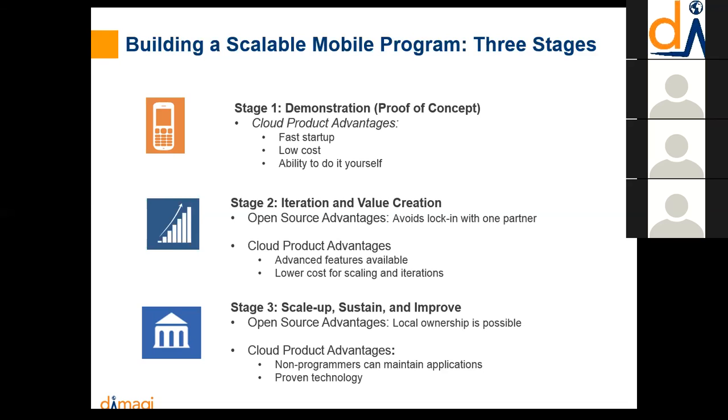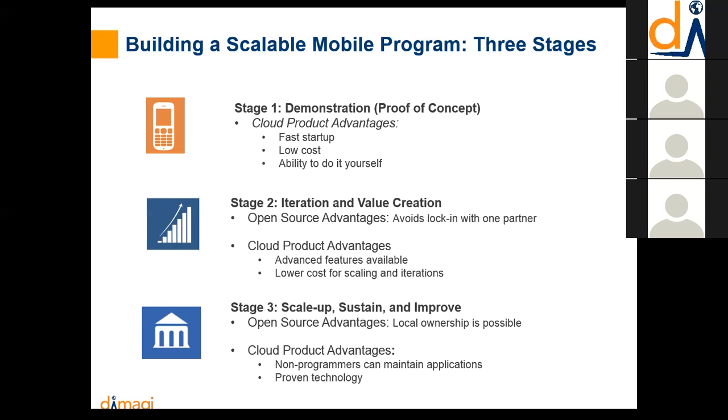And then stage two is the iteration and value creation. So this is when you're starting to scale a little bit, maybe to one district or to another program content within your organization. And the main advantage of open source here is that you avoid lock-in with one partner. So Dimagi can't really raise our prices too much because we keep our code open source, so it keeps us in check. And it also allows you to work with other organizations or link in with new systems using APIs. And then the cloud product advantage really here is that you get these advanced features that are unlocked for you to use. So things like SMS or, again, referral workflows is a really common one, or what's another great example? Supervisor applications. And then it's a lower cost for scaling and iterations as well. So you're able to build most of it on your own here still, or at a low cost.